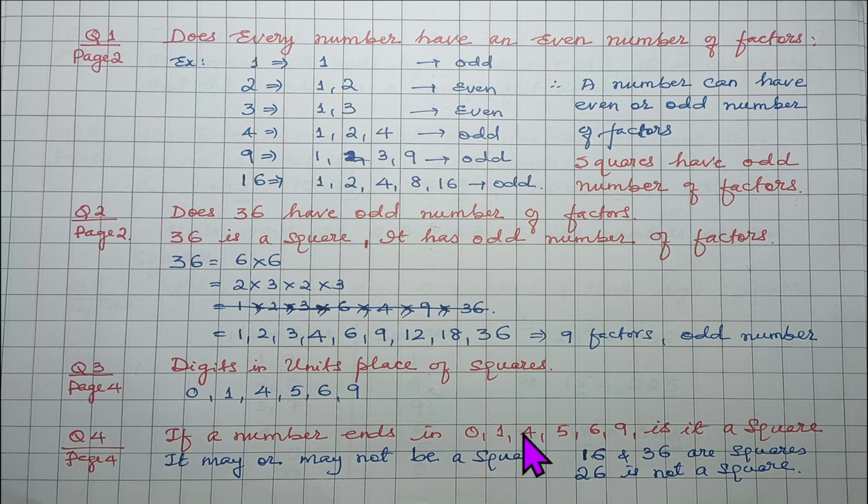Question number 4, page 4. If a number ends in 0, 1, 4, 5, 6, 9, is it a square? Is it confirmed that the number will be a square number? Now, the conclusion is that it may or may not be a square number. For example, 16 is a square, 6 is the digit, so 16 is a perfect square. 36 is also a perfect square because 6 is the digit in the units place, but 26, although it has the digit 6 in the units place, is 100% not a square. Therefore, these are not sufficient conditions. Having these digits in the units place does not decide that a number is a perfect square. We have to verify and confirm it.